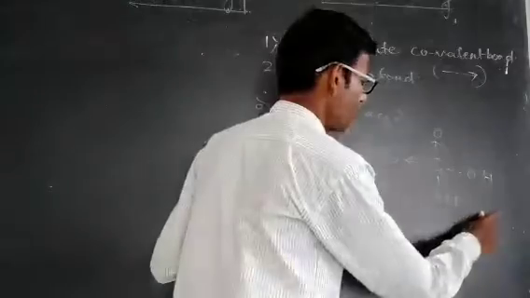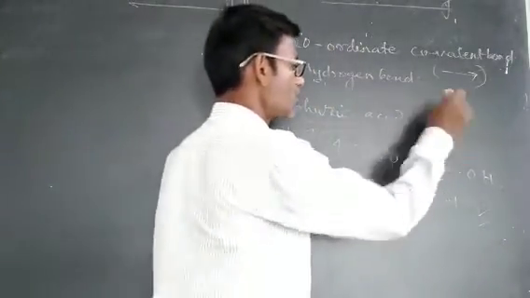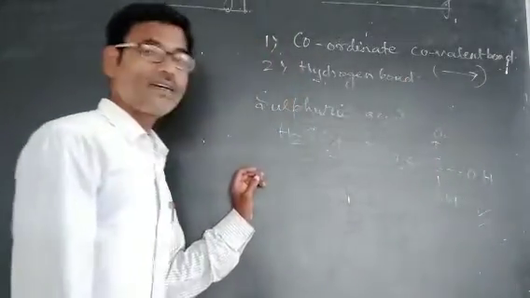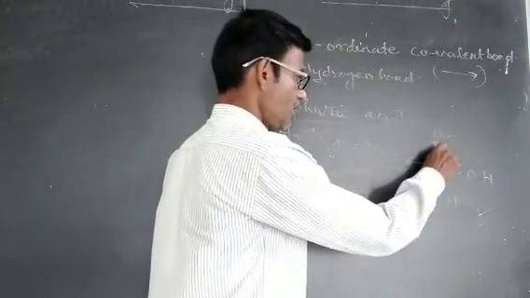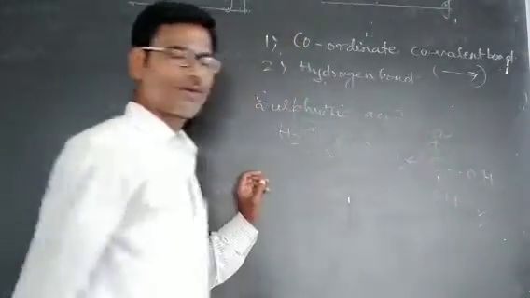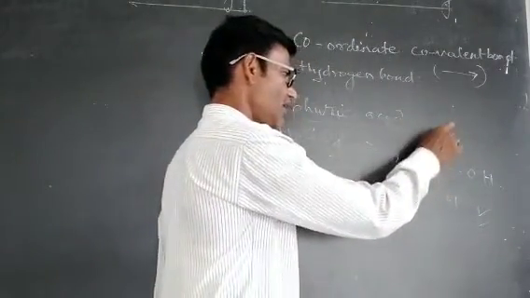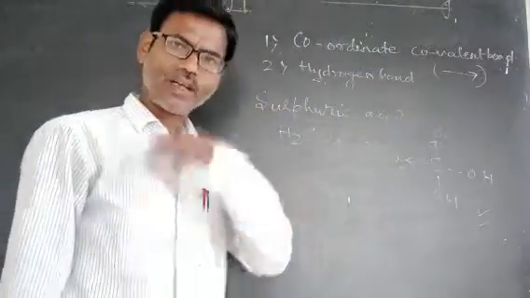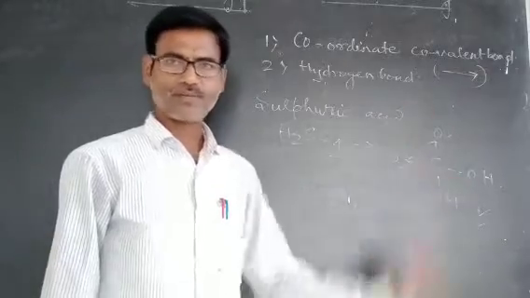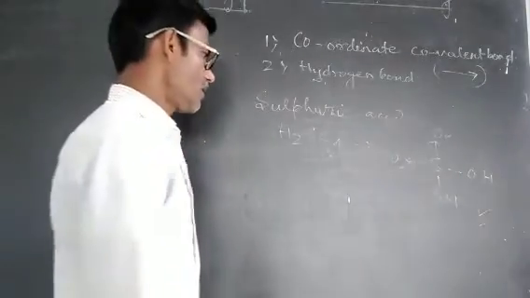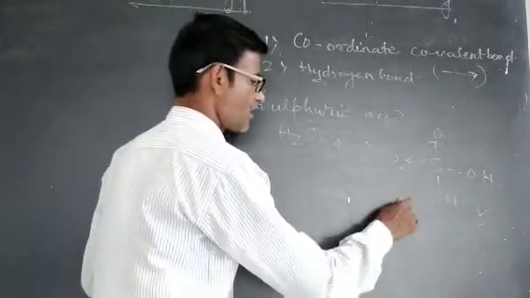Now, this is the structure of sulfuric acid. It is clear that two oxygen atoms are linked with the sulfur atom with coordinate covalent bond. In the bond between sulfur and these oxygen atoms, both the electrons are given by sulfur. Now let's represent it with the electron dot structure.